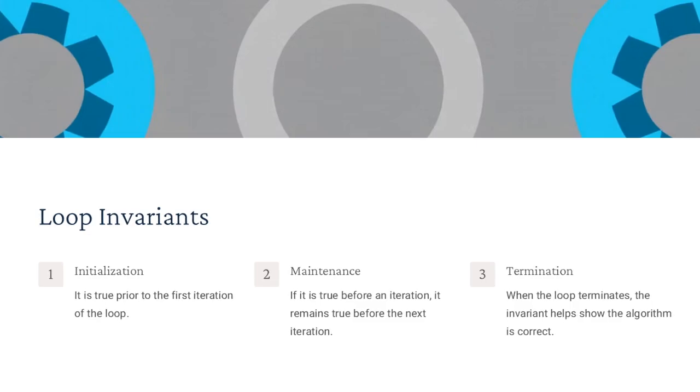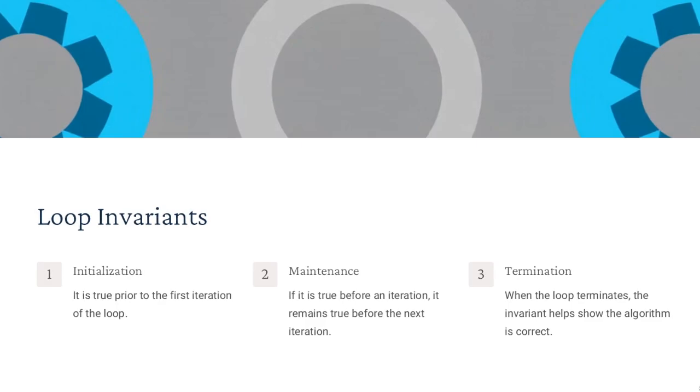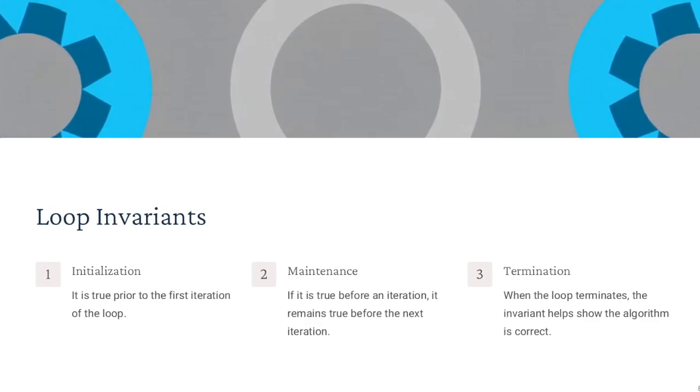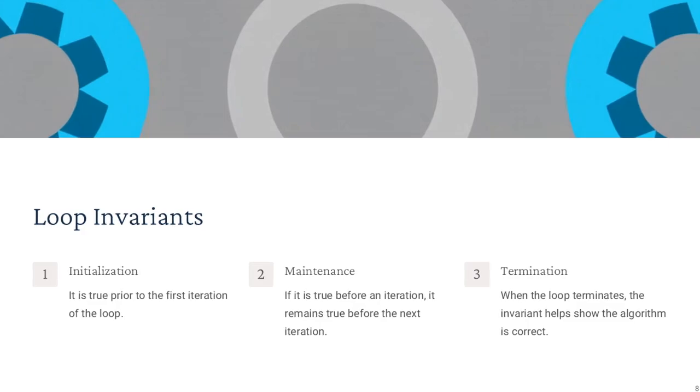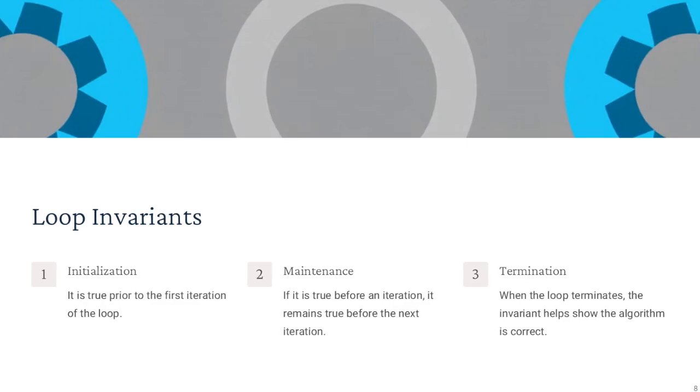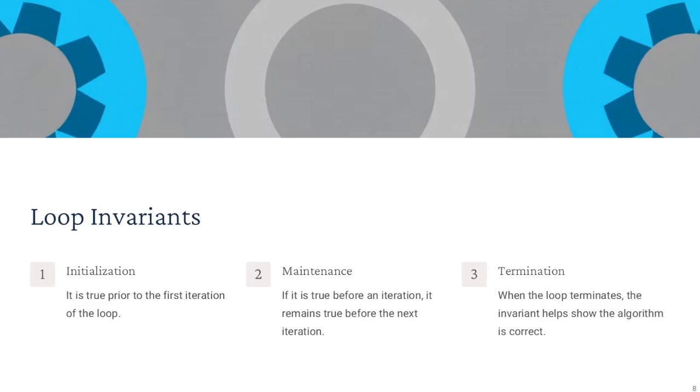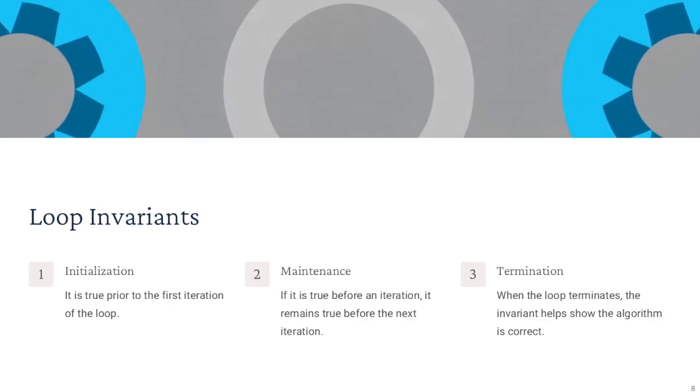Loop invariants play a pivotal role in proving the correctness of algorithms. These are conditions that remain true throughout the execution of a loop. To establish an algorithm's correctness, we examine three key properties of its loop invariant: initialization, maintenance, and termination. Initialization ensures that the invariant holds before the loop begins. Maintenance guarantees that the invariant remains true after each iteration. Finally, termination confirms that when the loop ends, the invariant provides a basis for the algorithm's correctness.